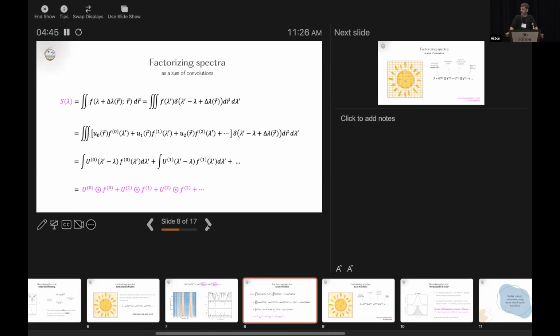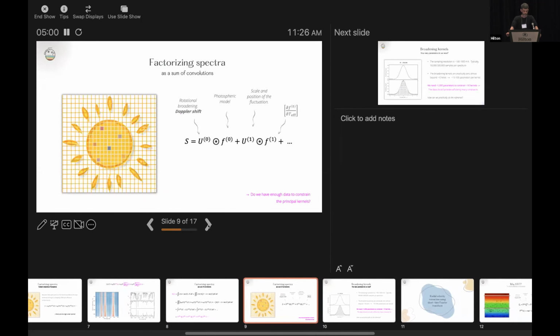So basically what we get in the end, instead of one convolution kernel, is a sum of several convolution kernels, one for the basic quiet star and others for the high order terms. And this is useful. Now let's see what each one of these does. The first term, U naught, the first principal kernel, will hold the rotational broadening and the Doppler shift, and its corresponding flux will contain the spectrum of the quiet star. F1, the first high order term, will contain the first derivative with respect to the temperature, and its corresponding kernel will tell us where the spot is located and what its size or contrast is.